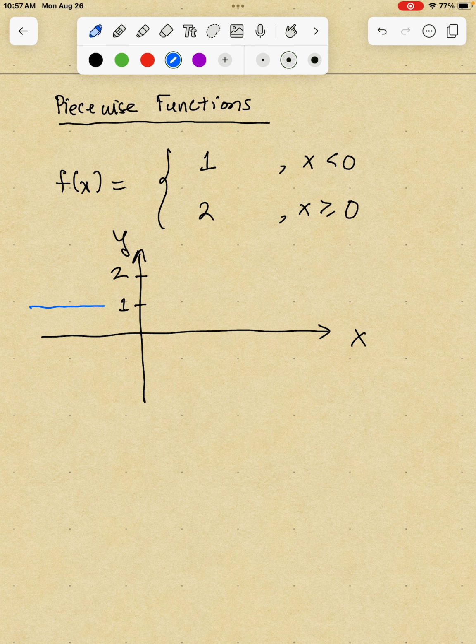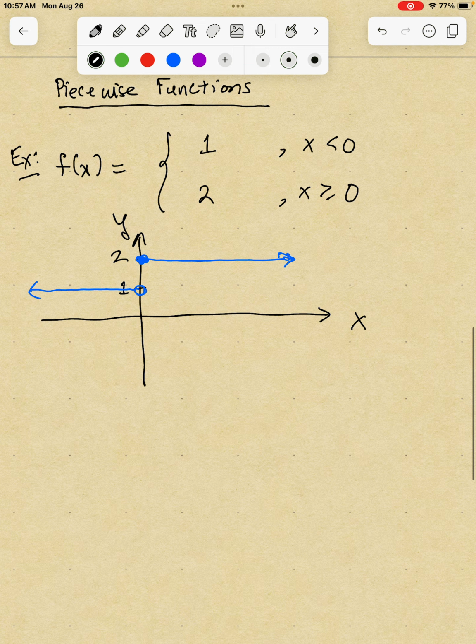So it's like this, and I have a hollow point here because at x equals 0, the y value is not 1, it's actually 2. f of 0 is 2, and then when x is greater than 0, the y value is 2. That's what the graph of this function looks like, and it goes out forever. That's one example.